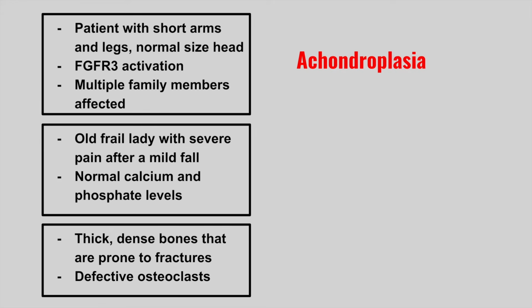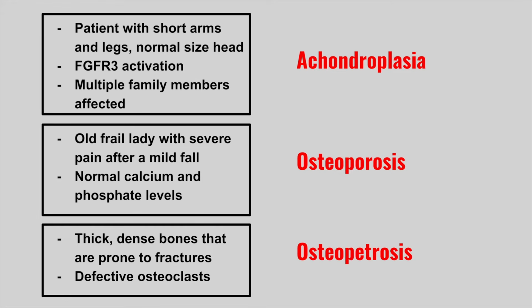Okay, next, we have an old frail lady with severe pain after a mild fall with normal calcium and phosphate levels. So this is osteoporosis. Next, we have a patient that has thick, dense bones that are prone to fractures due to defective osteoclasts. So this is osteopetrosis.